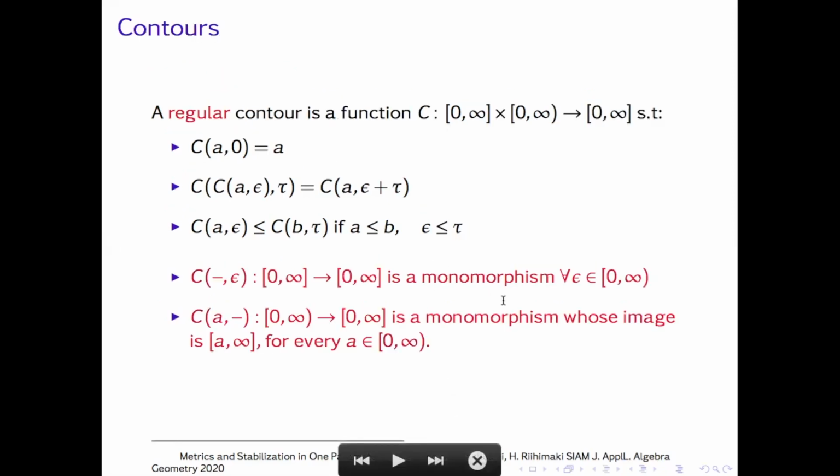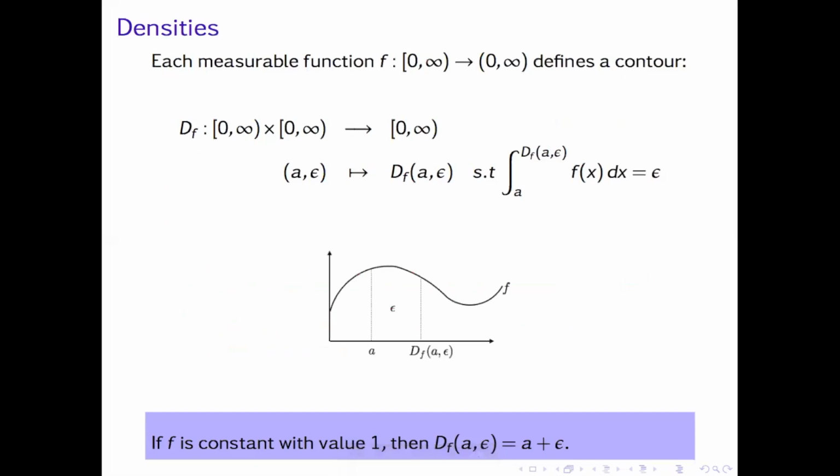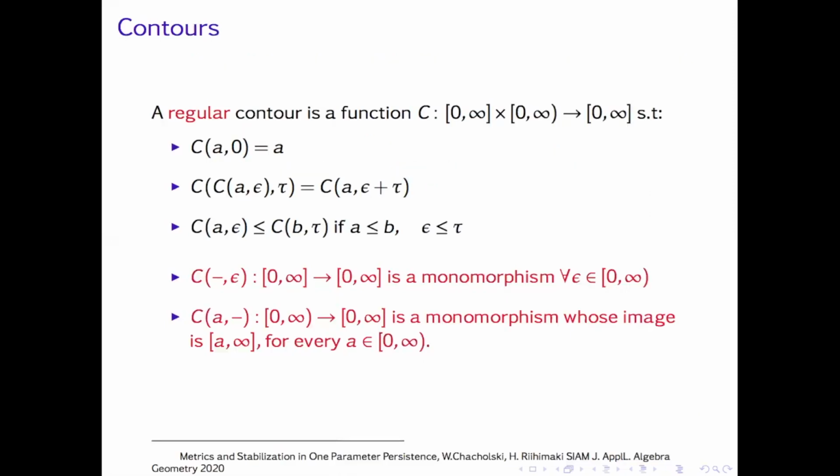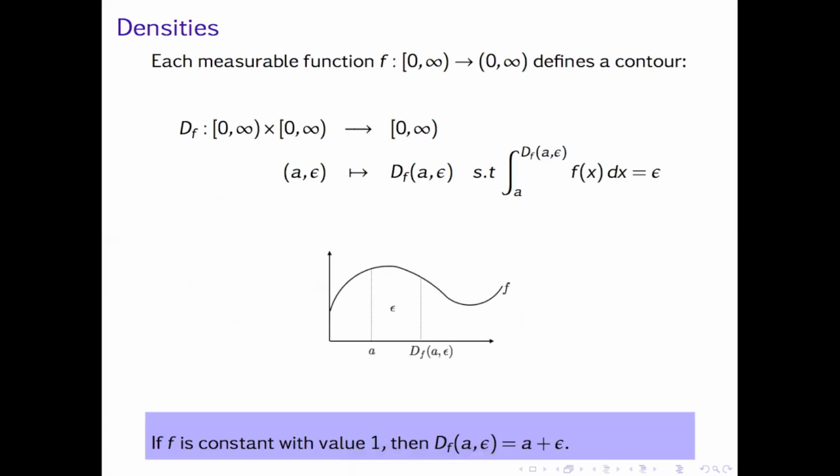In particular, if we add these two technical conditions, that in the first variable and the second variable it is a monomorphism, plus in the first variable the image is A plus infinity, one can define a so-called lifespan, because these contours are regular. But before saying what a lifespan is, I'll give you examples of contours. There are very many contours. There's a very rich space of contours, and they are parameterized by measurable functions.